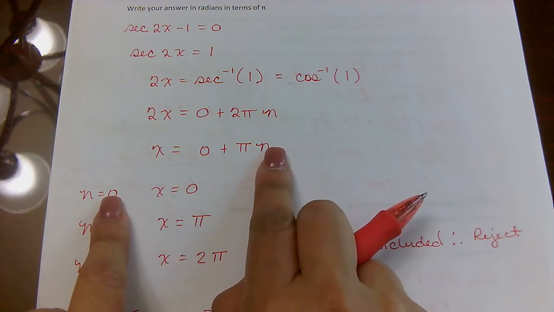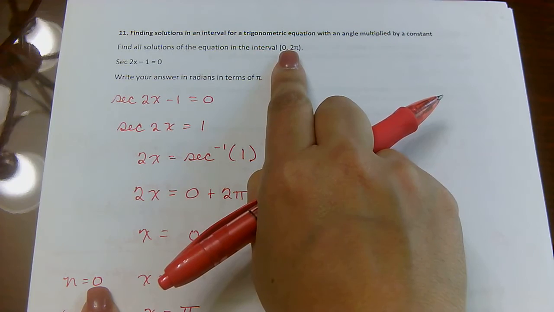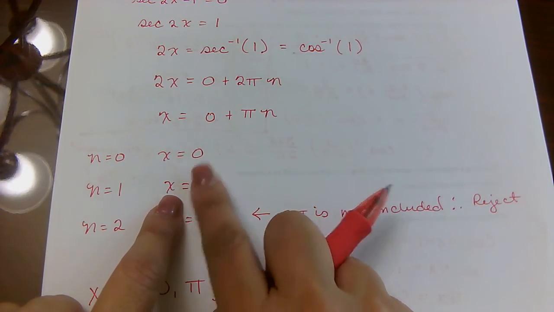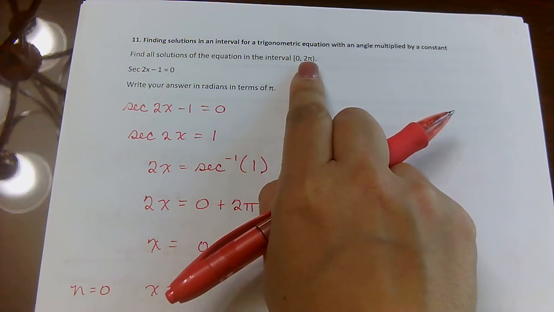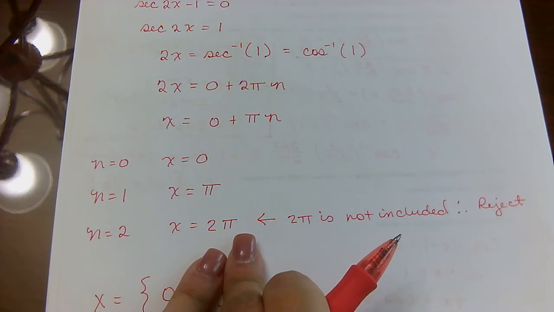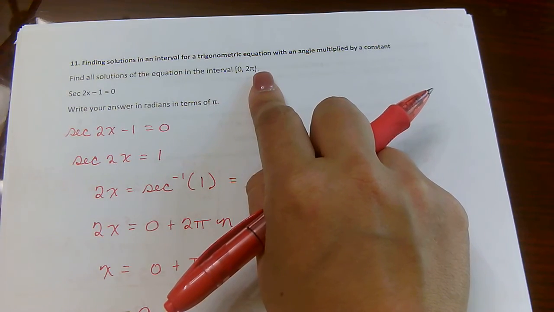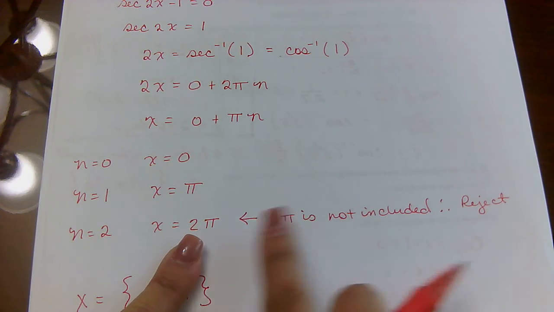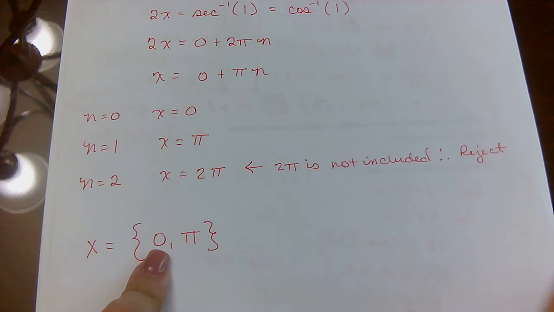So when I plug in a 0 here, I get a solution of 0, which does meet this requirement. And then here, plug in a 1, so I get pi. That's within the requirement. And then I plug in a 2, and I get 2 pi. But the parenthesis means do not include the 2 pi solution, so we do not include this particular value. The only ones we're going to use are 0 and pi.